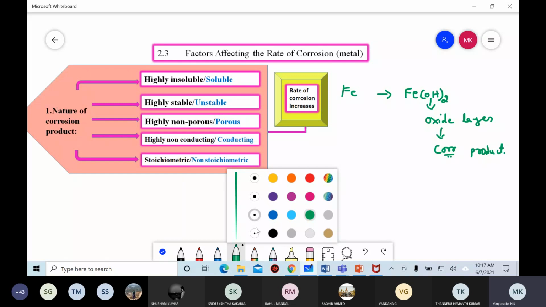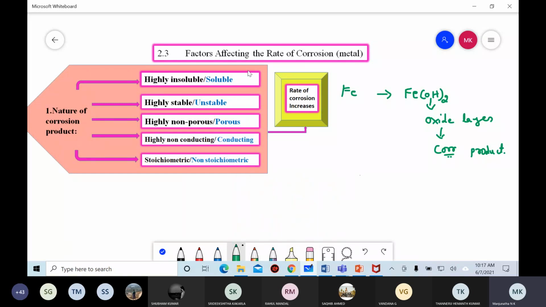Suppose the oxide layer is soluble, unstable, porous, conducting, and non-stoichiometric in nature. It acts as a non-protective film on the surface of the metal, and the corrosion continues until the metal is destroyed. So these are the two cases in the nature of the corrosion product. In the nature of the corrosion product, two types of oxide layer are formed.